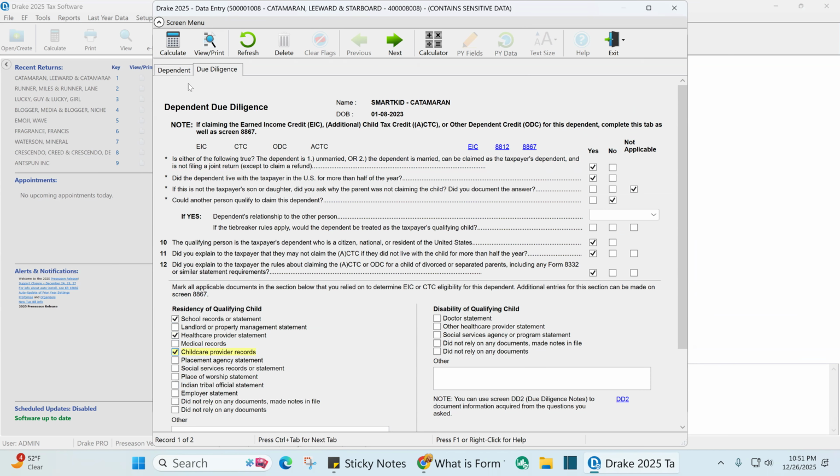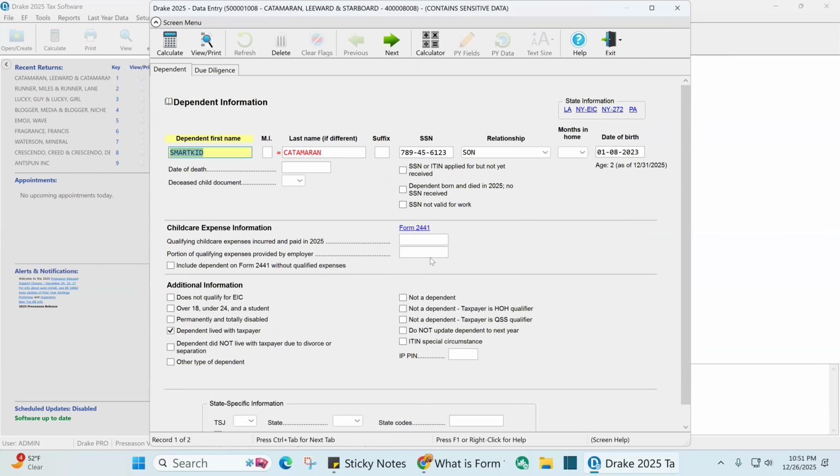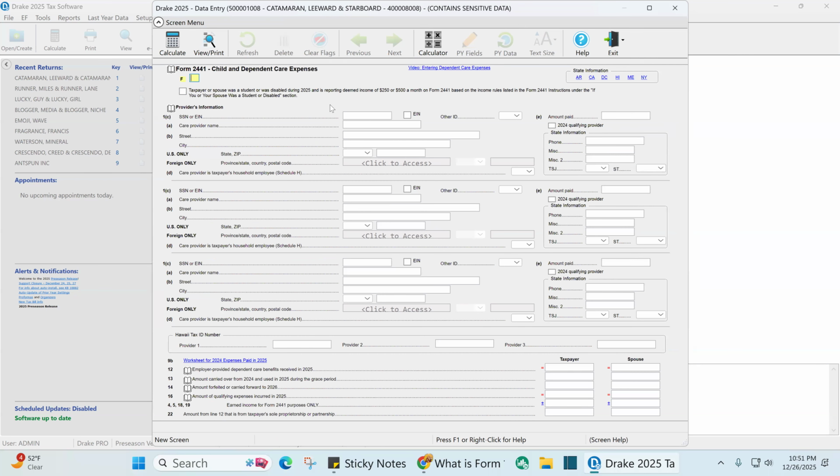Now if they have child care, here you have to provide all the child care information, the EIN number of the child care, for example. Those are all made up numbers.